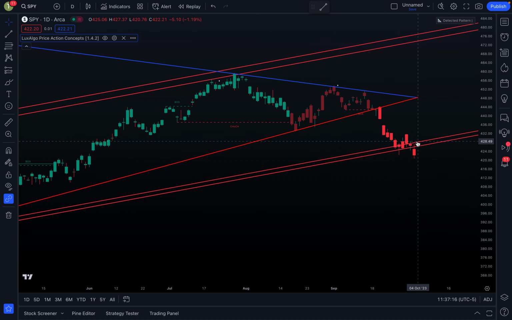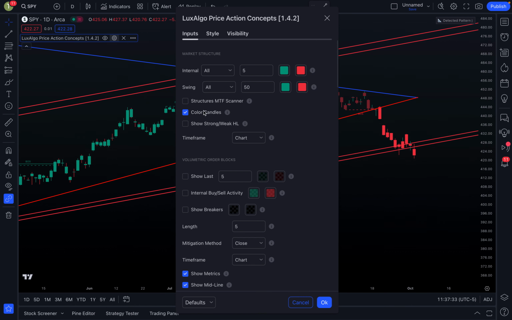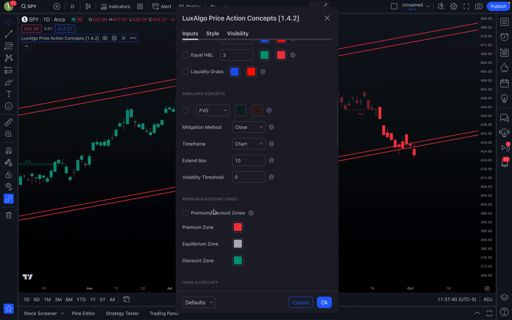You can start to see how you can use all of these together to get an even stronger confirmation of a potential next move. So that's how you can use this patterns feature. And again, I'm just skimming over these very quickly because there's a lot, but I'll talk about one more. So let's uncheck patterns and go down to this premium and discount zones feature. Let's click on it here and click OK.